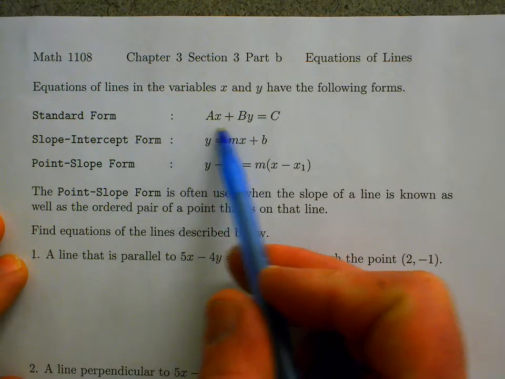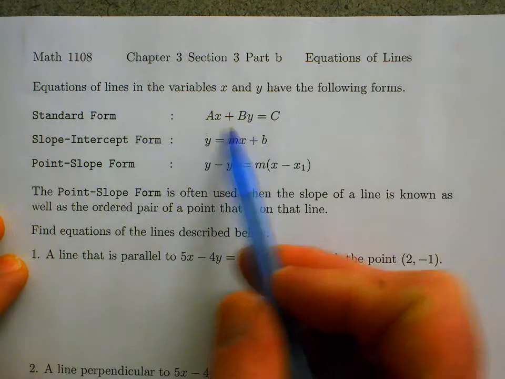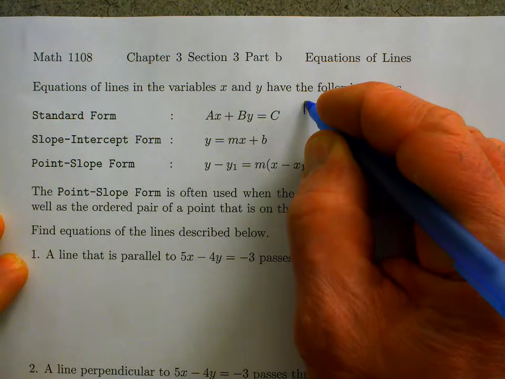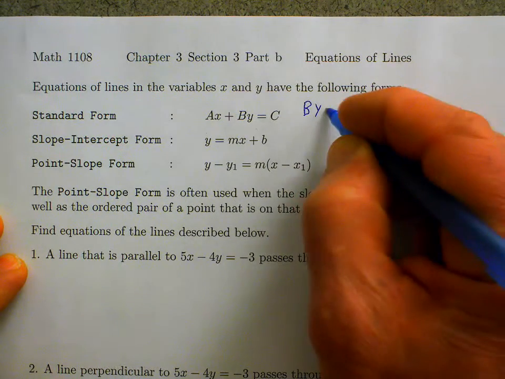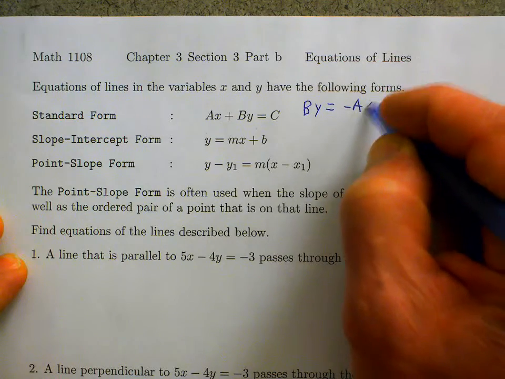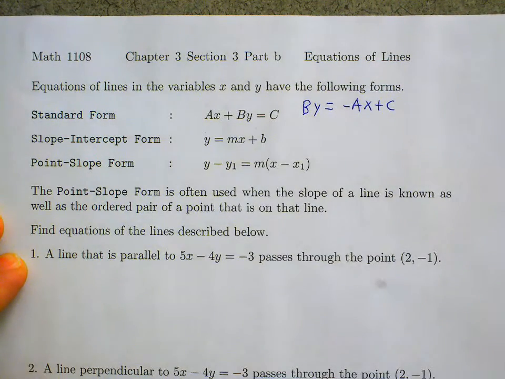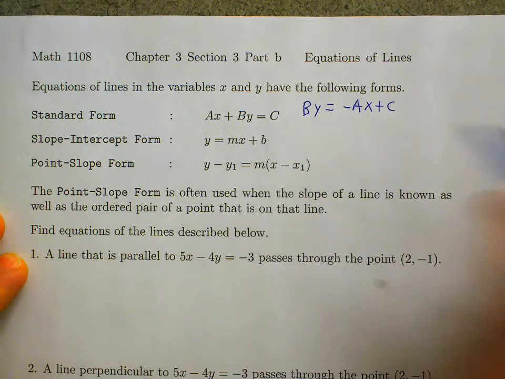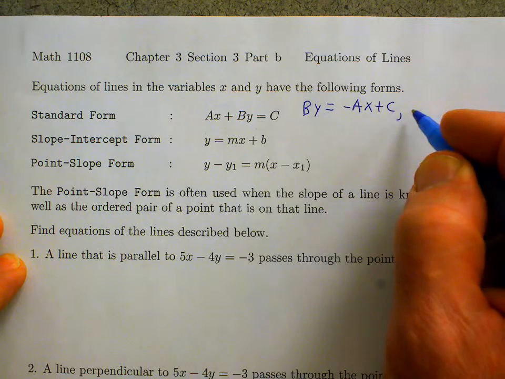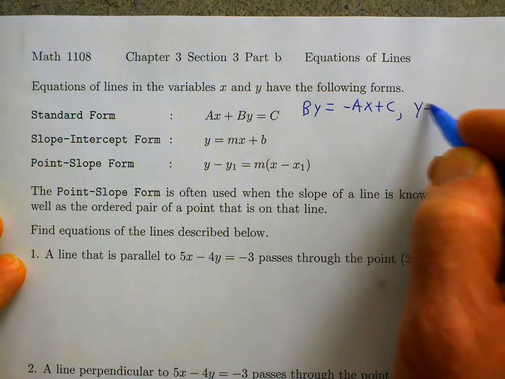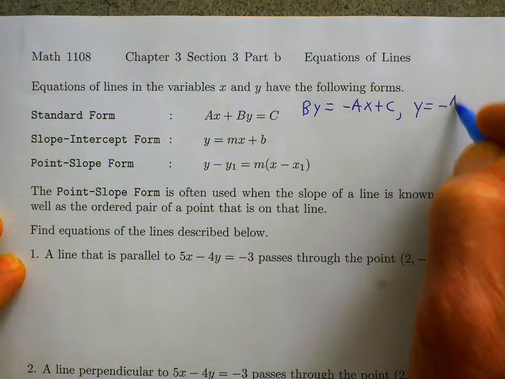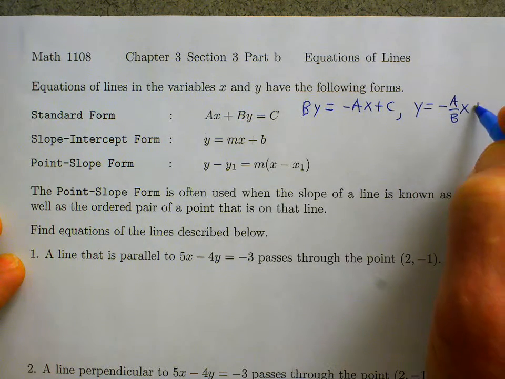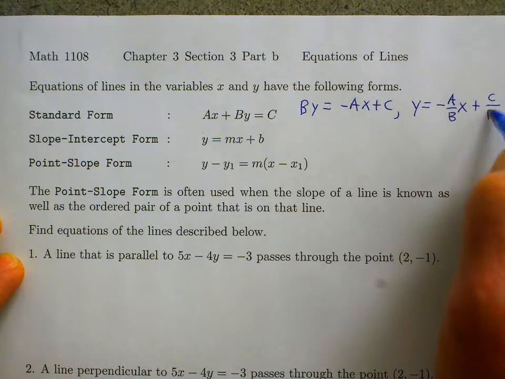When we solve ax plus by equals c for y, we first subtract ax from both sides. So we get b times y equals negative ax plus c. And then divide every term on both sides by capital B. And we get y equals negative A over capital B times x plus capital C divided by capital B.